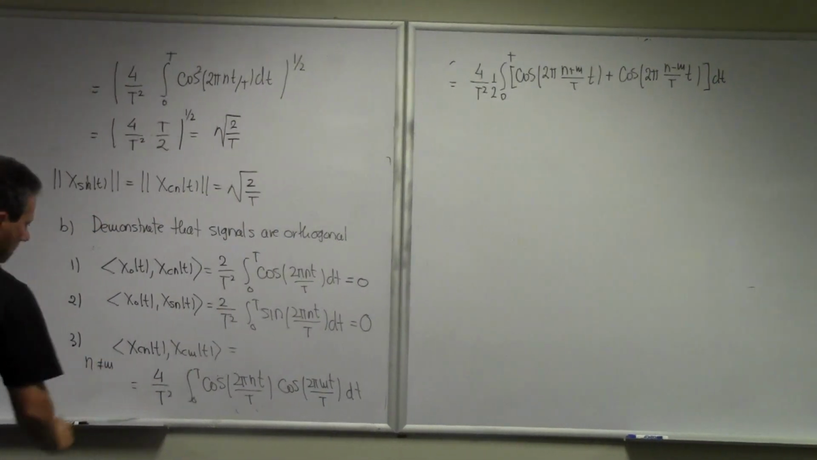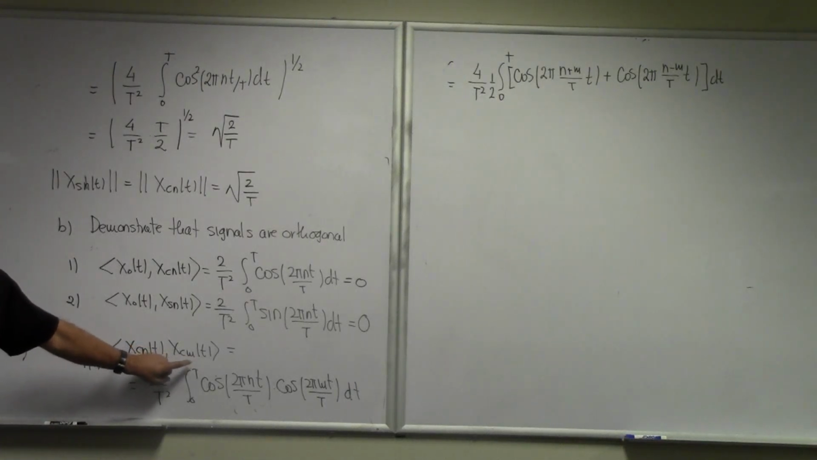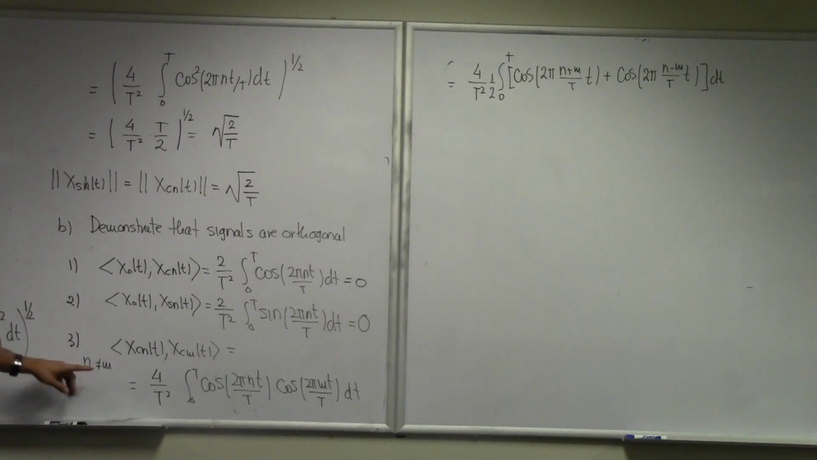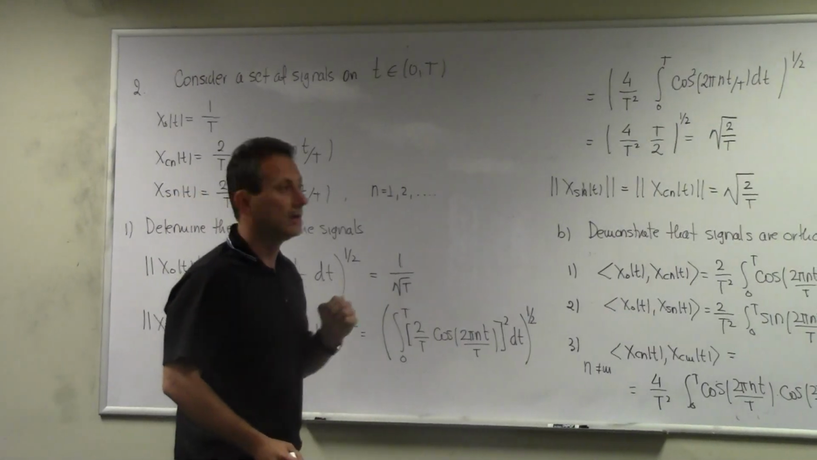Professor, are we doing Cn with itself? Cn with Cm, oh, Cn. Right? n is different than m. Otherwise, I'm looking for a norm, right? So when I'm doing it with itself, I get the norm squared. So these are different. I'm taking two signals out of this batch, but they're not the same. n is different than m.